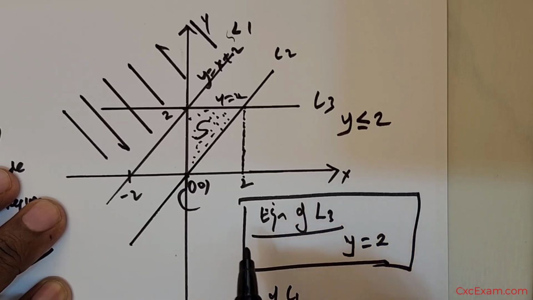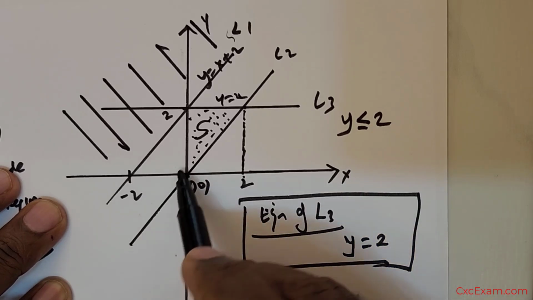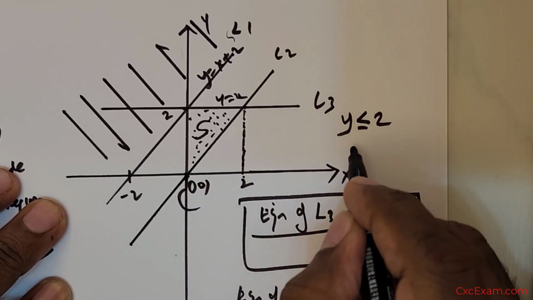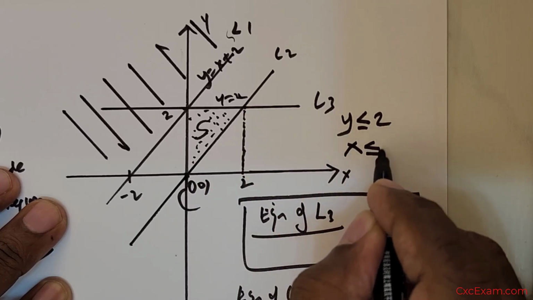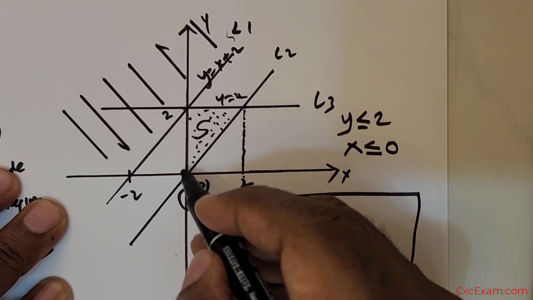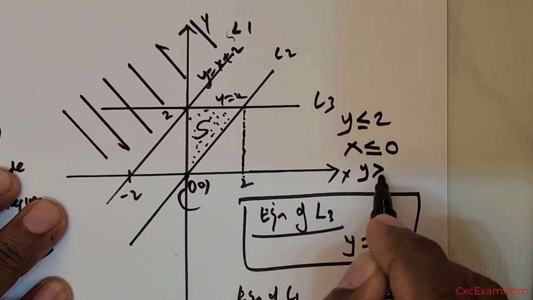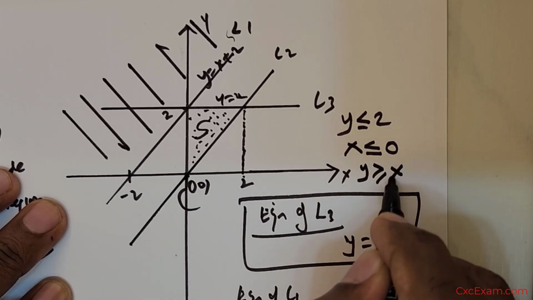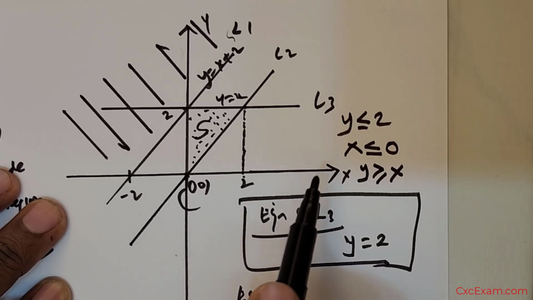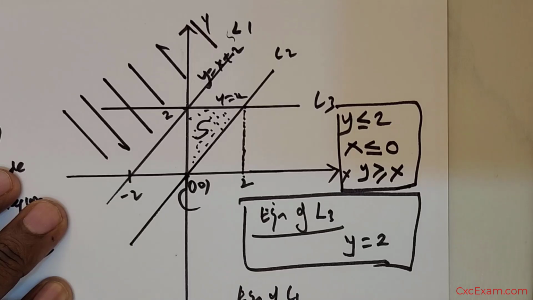So that is the first inequality. The next observation is, you see there is an intersection at x is equal to 0. That would mean x has to be less than or equal to 0. And next you have this axis y is equal to x. And that would mean you have all values of y greater than or equal to x. So that is the solution for that part.